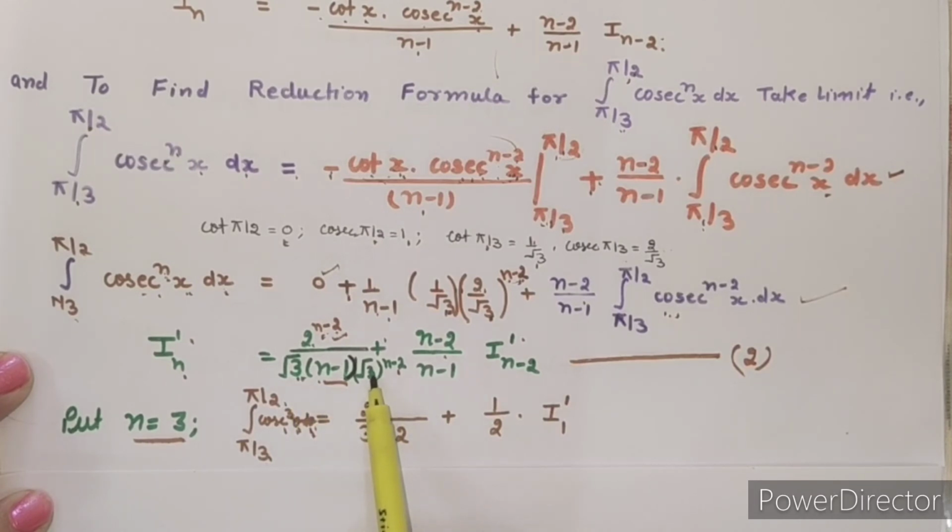and this is under root 3 power 1, so under root 3 into under root 3 is 3, and 3 minus 1 is 2. Plus 3 minus 2 is 1, 3 minus 1 is 2, 3 minus 2 that is 1 dash. So I write it, this is equation number 3. So here I need this value.